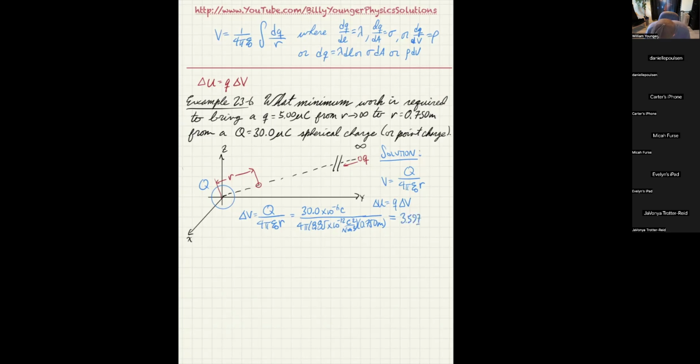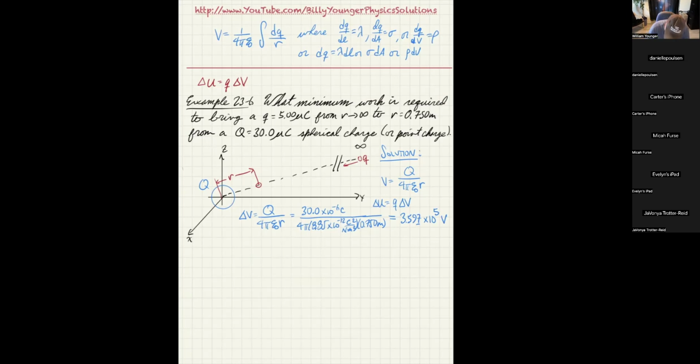That's one extra sig fig. 3.597 times 10 to the 5th, and that's volts. And double checking that. Yep. So that's basically 300,000 volts is the electric potential difference between infinity and 0.750 meters.